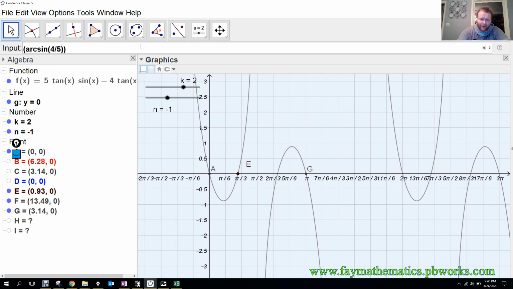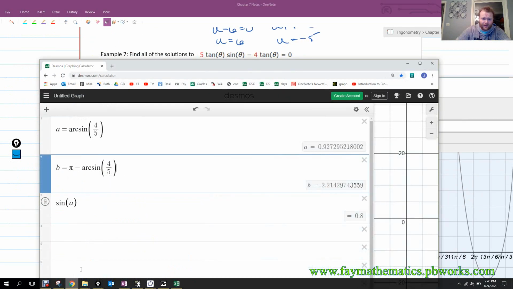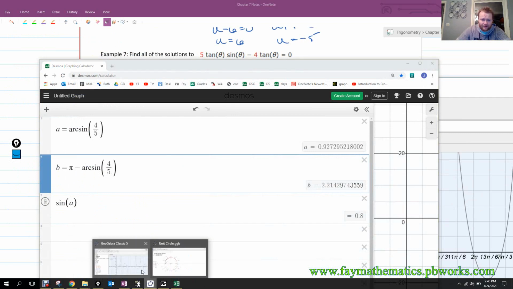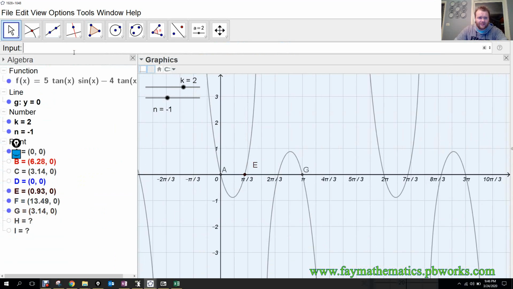And then remember what we did with that, and go back to Desmos here. What we did with that was we subtracted that from pi. So that's what I'm going to do here. I'll go Control Z through the arc. I'll go pi minus arc sine of 4/5, comma 0. And you see that gives me point J. And now if I take J, then add 2 pi to it times k.